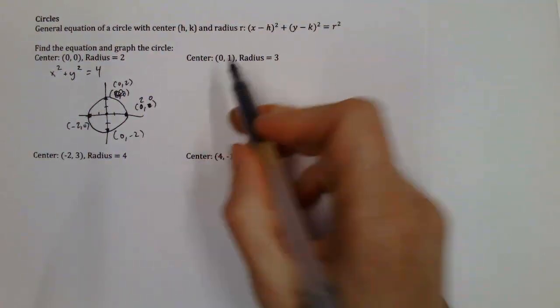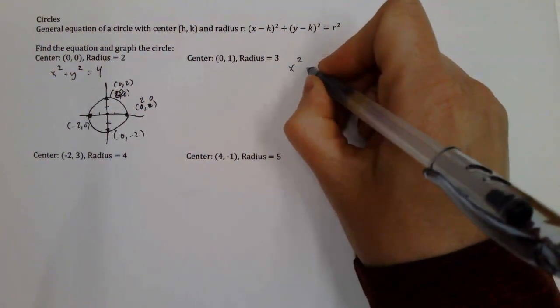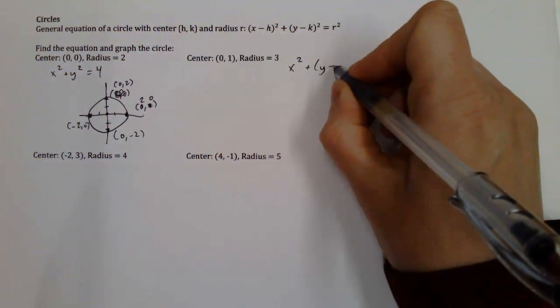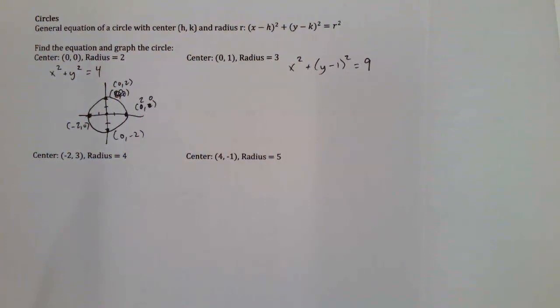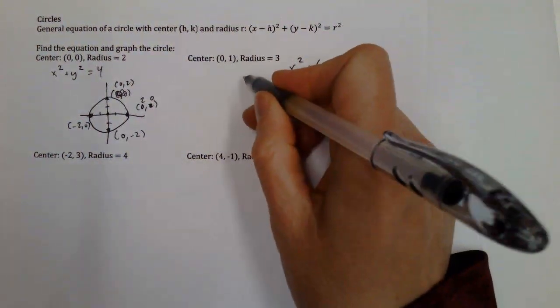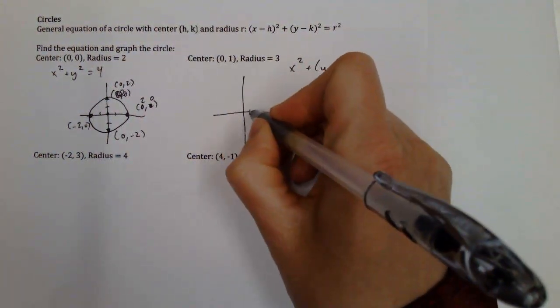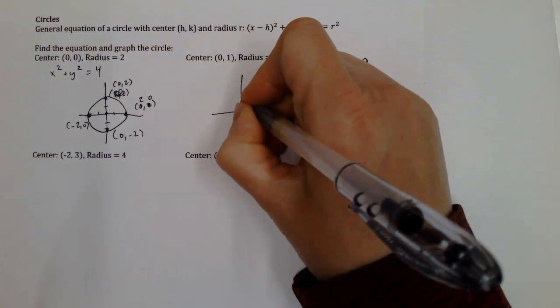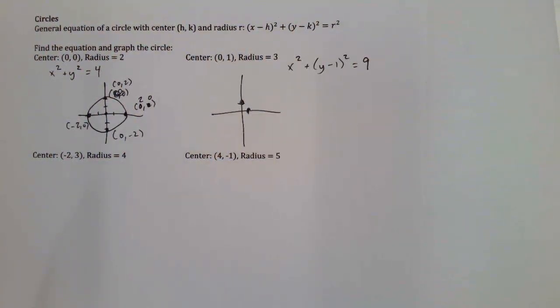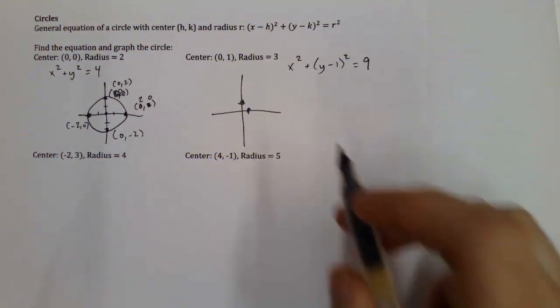All right, my next one, the x-coordinate is 0, so I'm going to leave that as x squared. But then the y, I'm going to write that as y minus 1 quantity squared. And then 3 squared is 9. So again, I am going to plot that center to help me see it. 0, 1 is up here. And then we're going to go 3 in each direction from there.